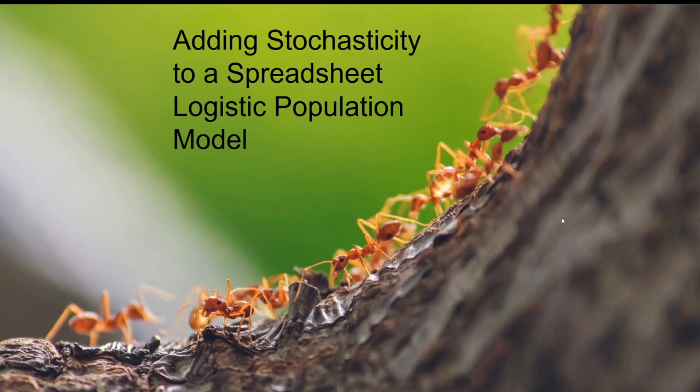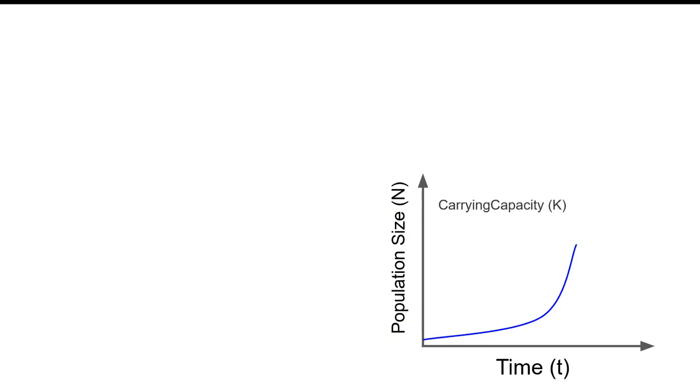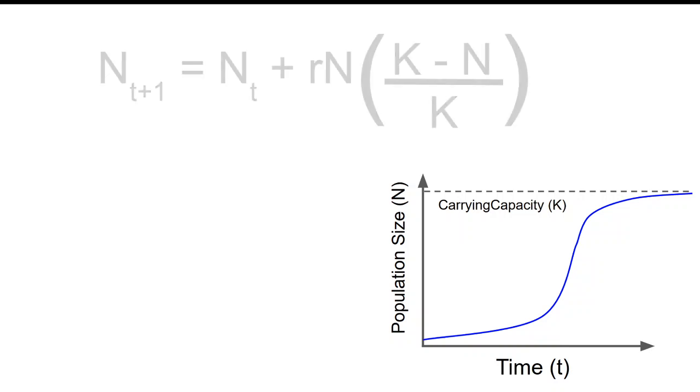Hi everyone, I'm back to tell you a little bit more about how to add stochasticity to a simple spreadsheet model. Let's get started. When we left off, we had a basic logistic model. The model starts off and the population grows rapidly. When it's at small sizes, we get some environmental resistance, some other factors that push back against population growth. We approach carrying capacity, and it levels off.